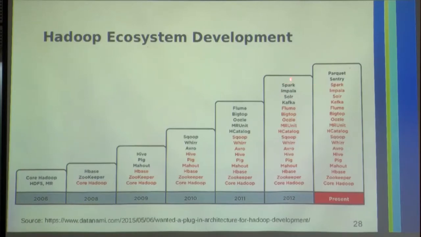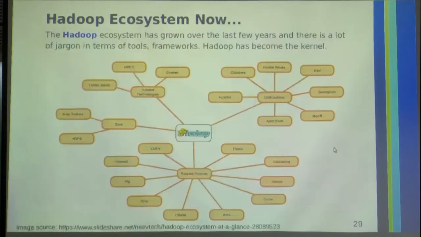Spark is up here in 2012. We use Kafka a bit in what we do as a messaging system, and some Spark stuff we do. And there's a lot of things that have grown out of this. This is a wider ecosystem of tools and so on that are growing.